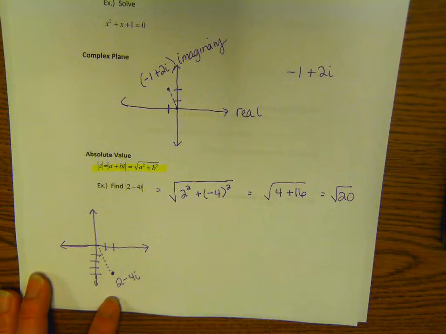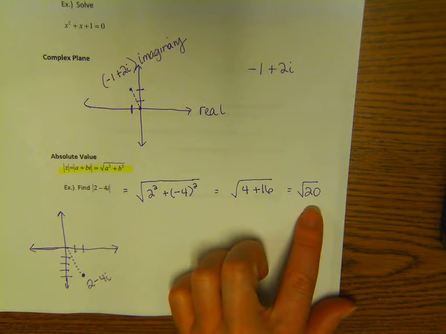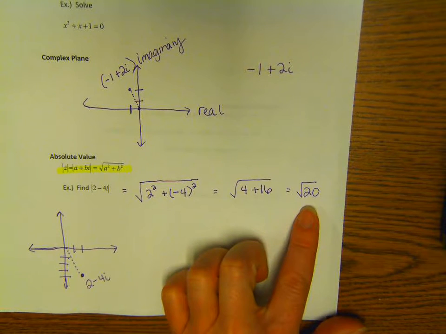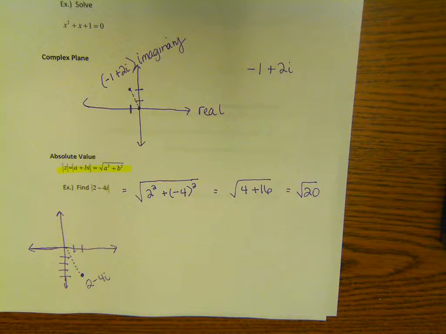Okay, so what are ways we can simplify this? We could approximate it, right, using our calculator. Can somebody do that for me? What is the square root of 20 approximately?